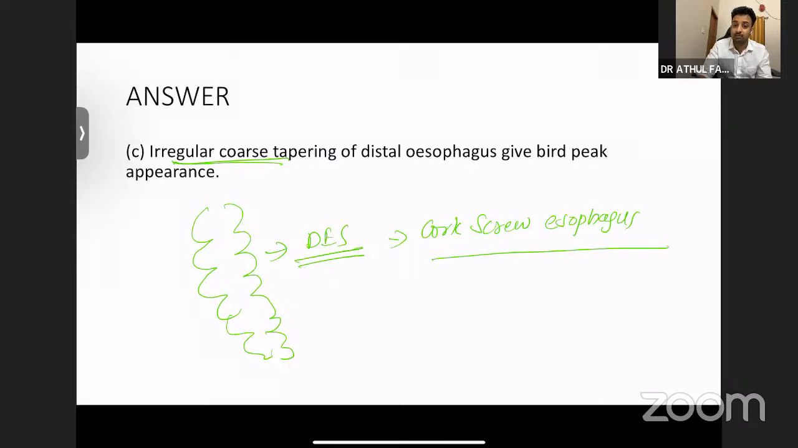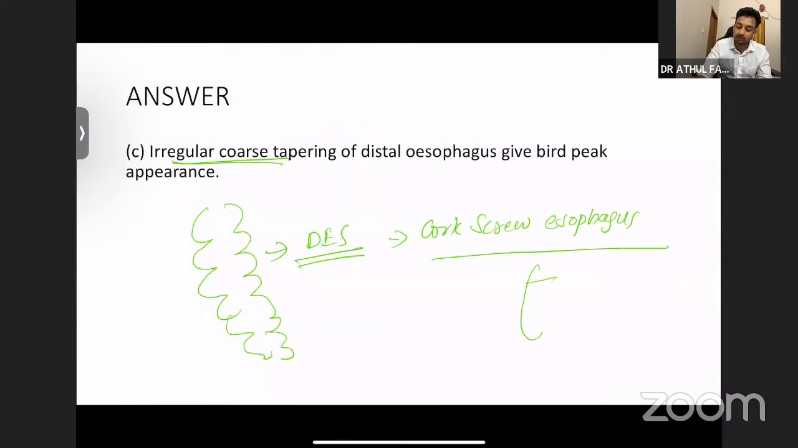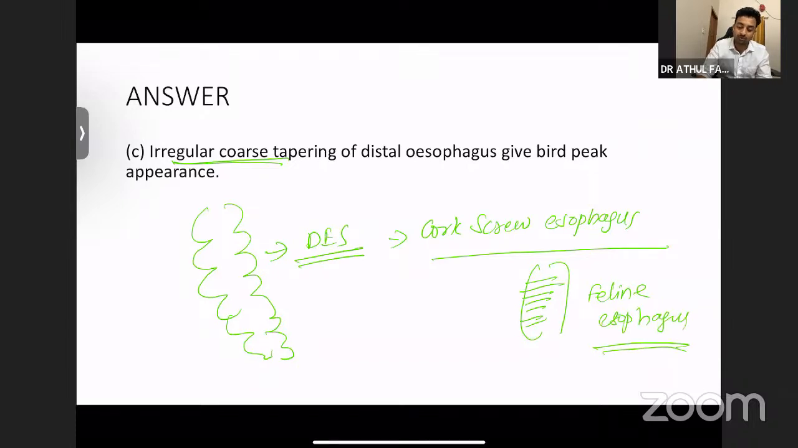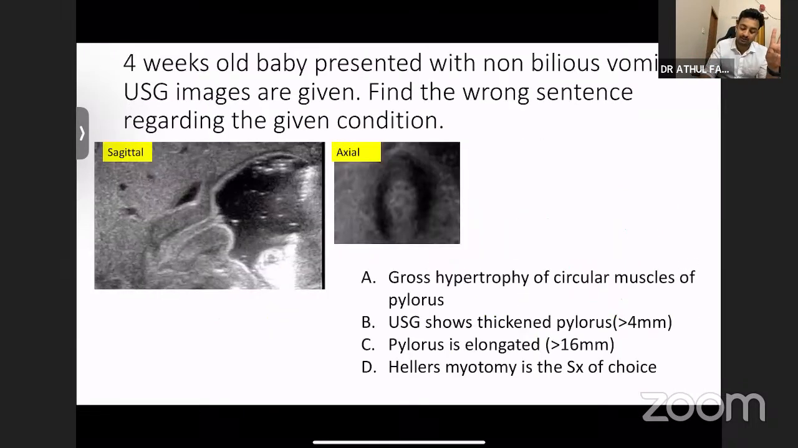Okay, so barium images of esophagus are very, very important. Also, another spotter will be there. That is, you will be seeing multiple lines like this. That is known as feline esophagus. So feline esophagus, corkscrew esophagus, carcinoma esophagus, achalasia cardia, all the four images you should see before you go to your INI-CET.